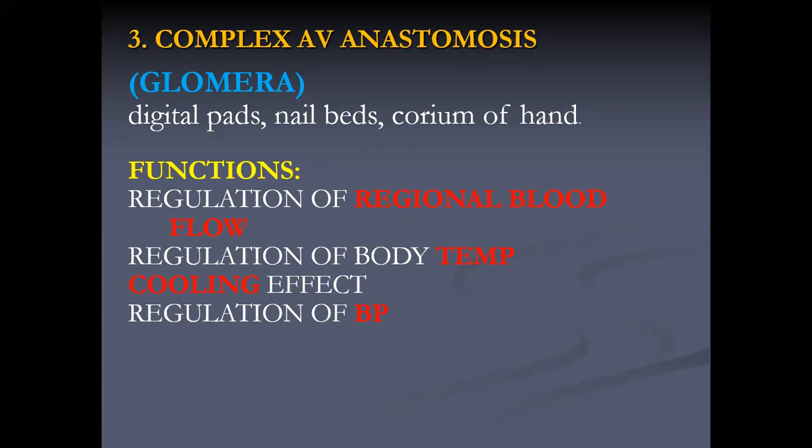Their function is to regulate the regional blood flow, and they regulate the body temperature through the skin, especially in the corium of hands, digits, and nail beds. They are going to open up, and they are going to help in the evaporation of heat and cooling of the body. They have a cooling effect. You see in dogs, they pant by taking out their tongue. They also have glomera in the tongue. The tongue is going to radiate the heat out. And this is going to help in the regulation of body temperature, and also blood pressure regulation.